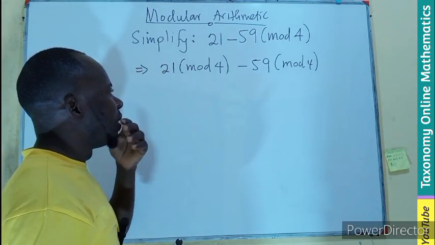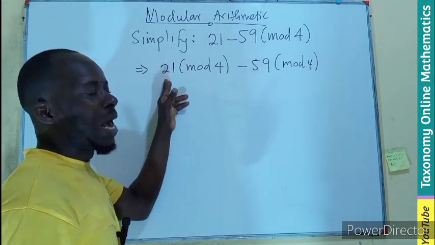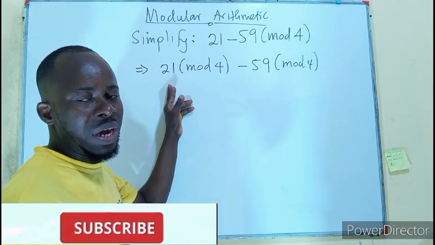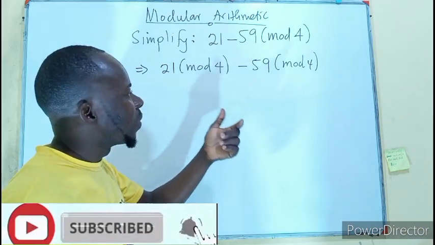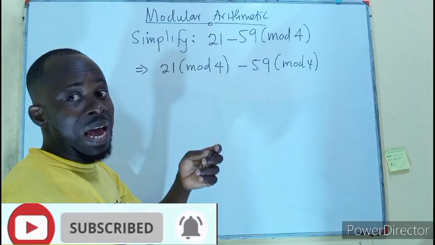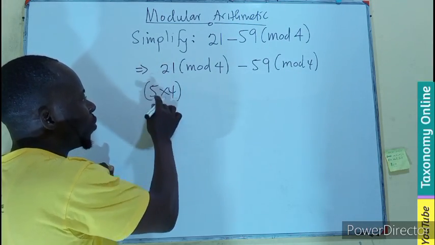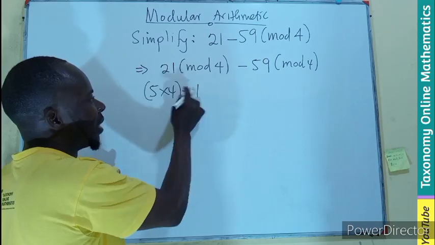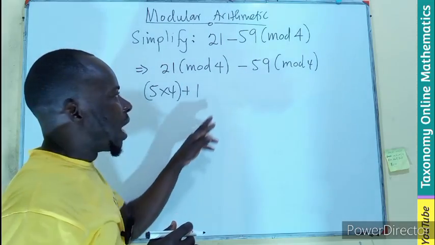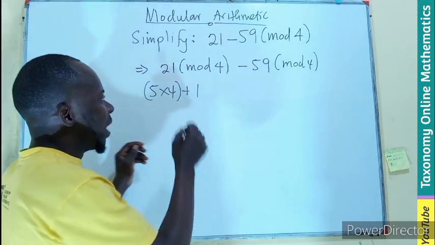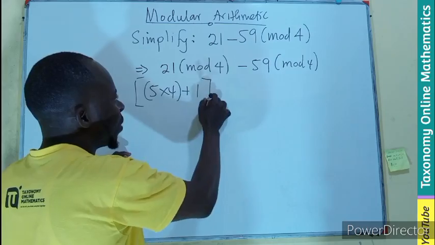Now, in the case of this, we are looking for how many times 4 divides 21 and what will be the remainder. 4 will go here 5 times. So I'll be having 5 times 4, which is 20, plus 1, gives me 21. So my answer is going to be 1. Alright, so let's hold on to this.